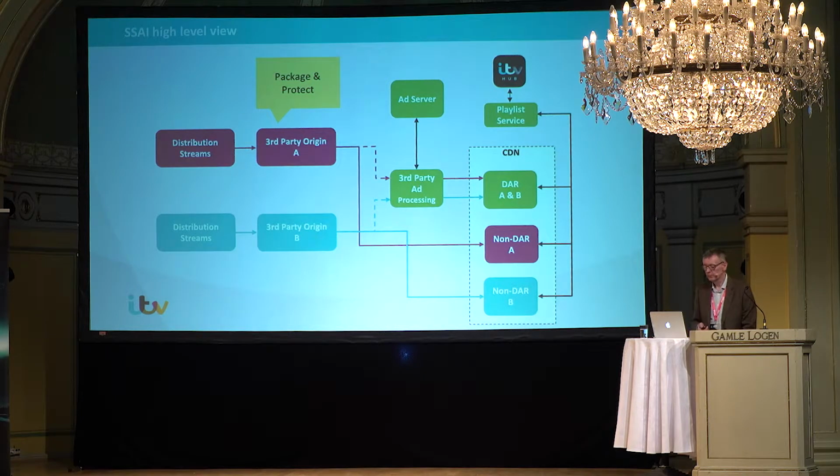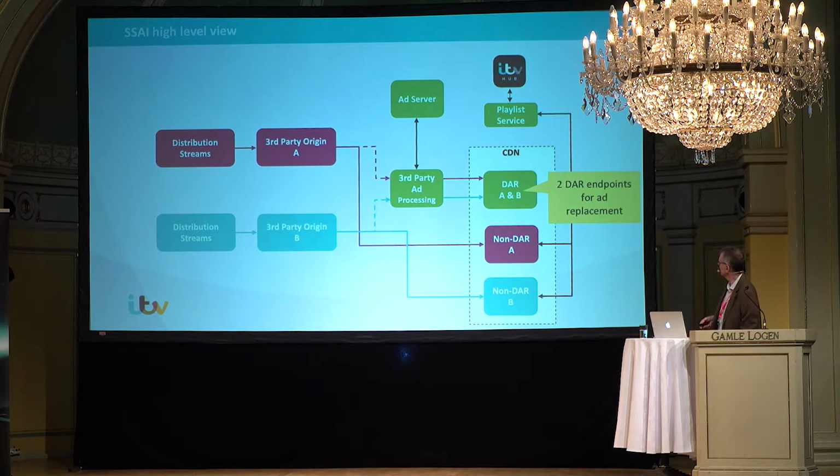So we now use 2 third-party origins, again with the same red, blue, or AB resilience, and they apply packaging and protection. And we package to HLS and DASH, and we protect with Widevine, PlayReady, and FairPlay, so we cover all the major devices. So when the ITV Hub starts up, the first thing it does is call an ITV playlist service to get the endpoints to actually pick up the streams.